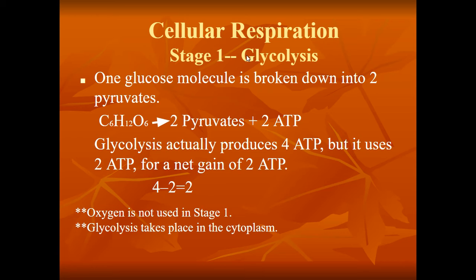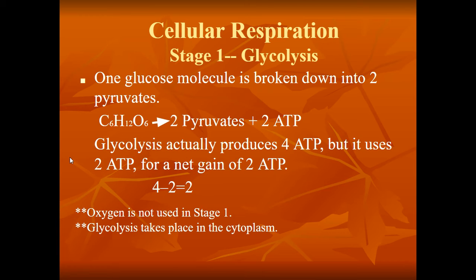Okay? And so just like our word says, in this process, one glucose is broken down into two things called pyruvate. And when we do that, we do release some ATP when that reaction happens. So we get sugar, it breaks up into two pyruvate and two ATP. It says here that glycolysis actually produces 4 ATP, but it uses 2 of those ATP, so in general, we're just getting a gain of 2 out of this, okay?